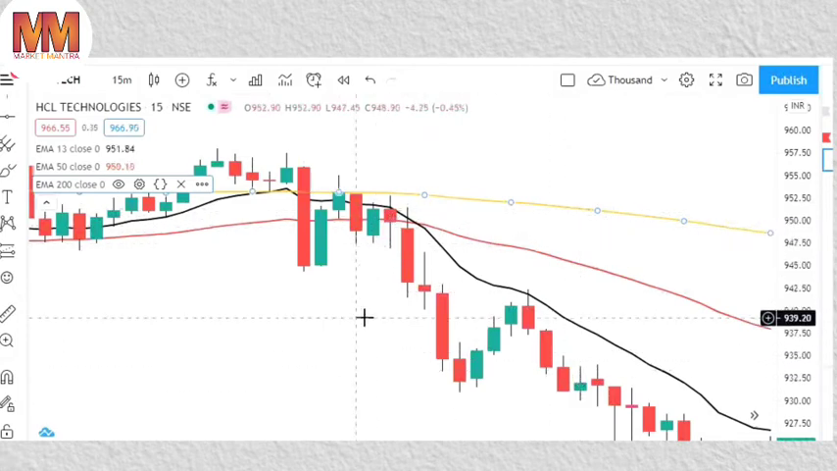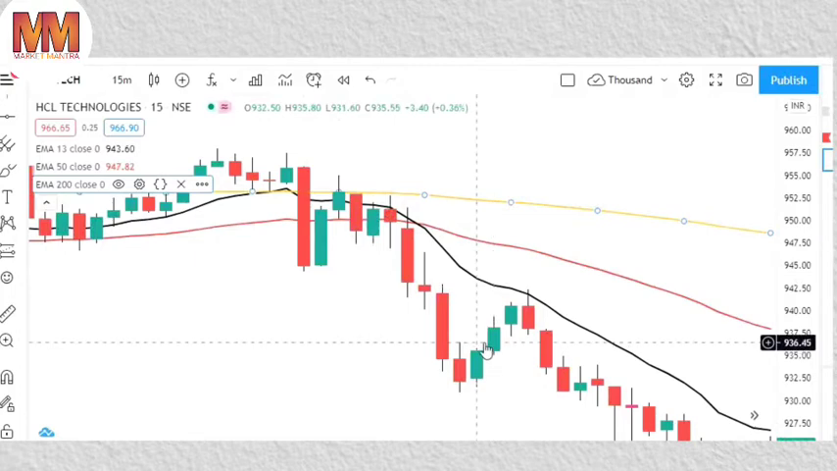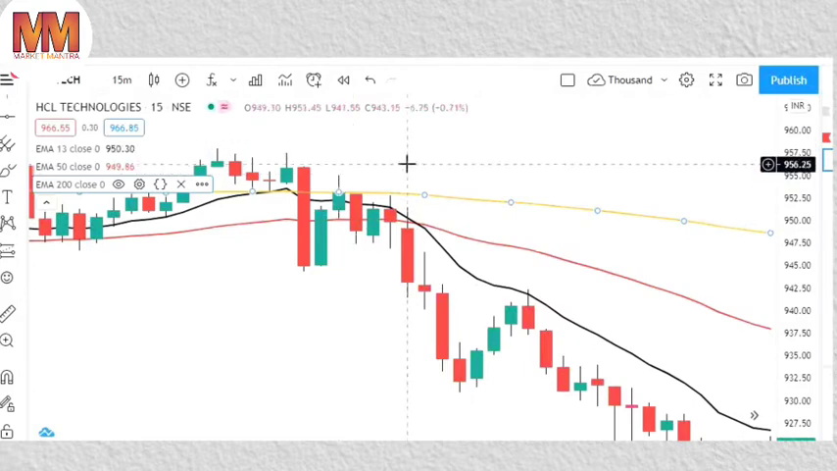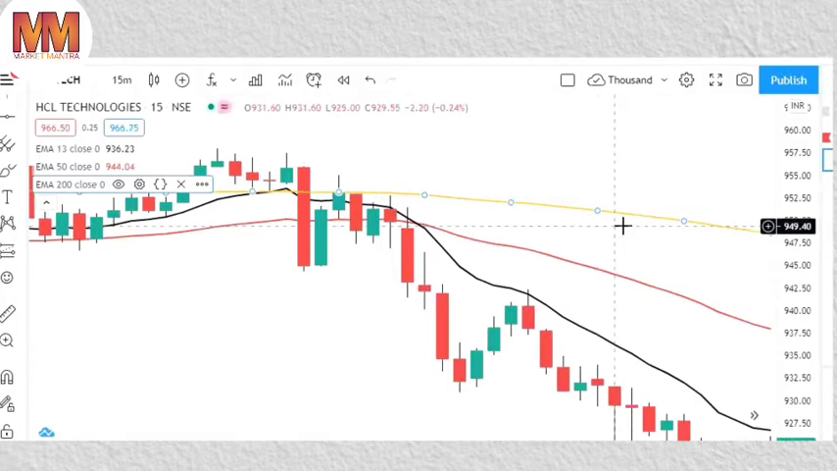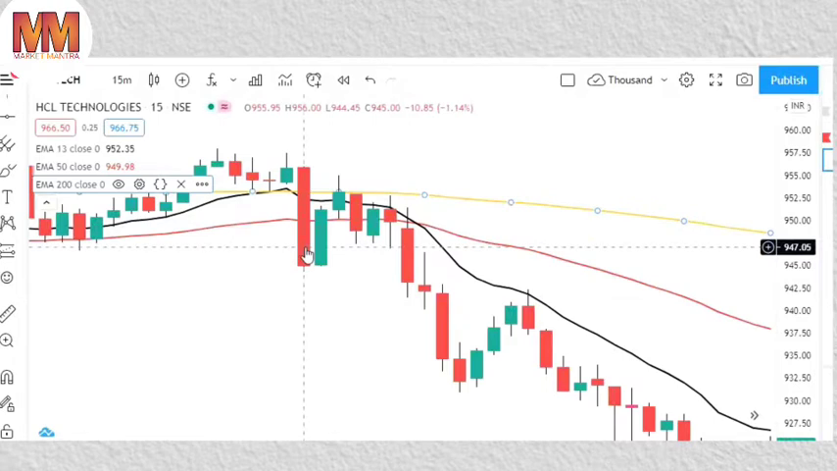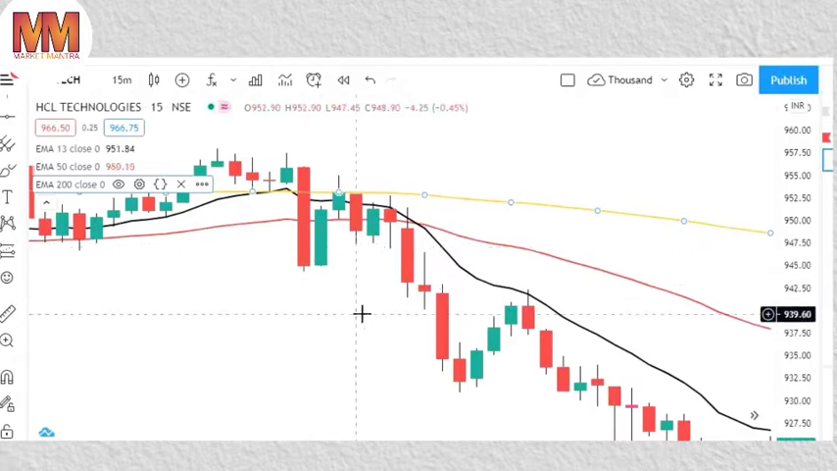Now, if you don't find the exponential moving average below in case of a selling opportunity, you have to keep your target based on RR. Similarly, if you're looking for a buying opportunity and this 200-day exponential moving average line is not above, then you can keep your target based on RR. So this is all the concept behind this strategy. It's a very simple one. Now let's see how it works.